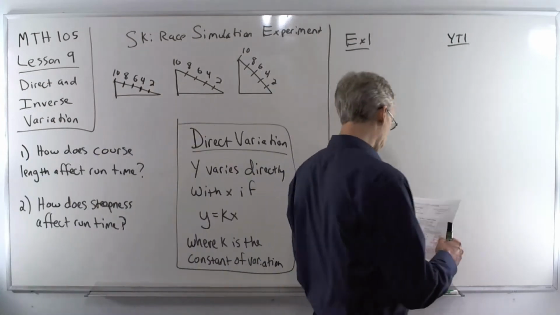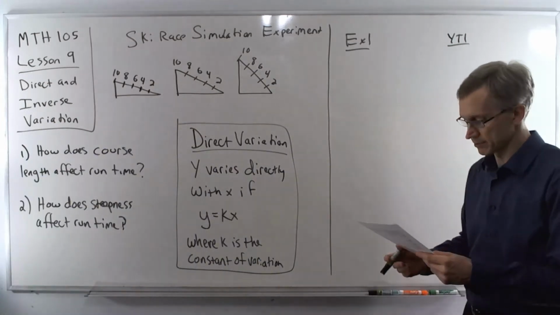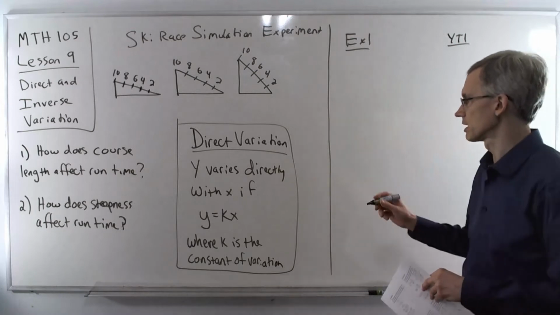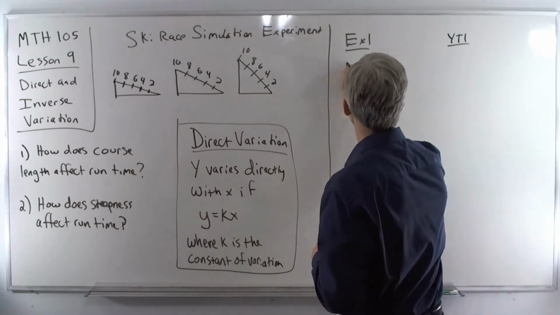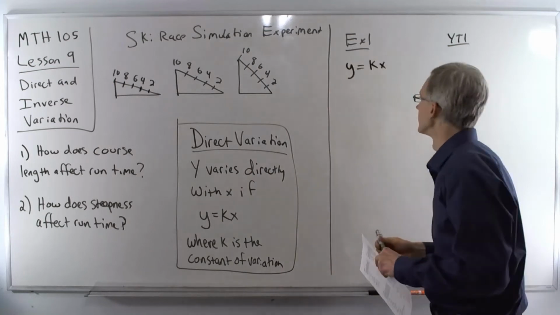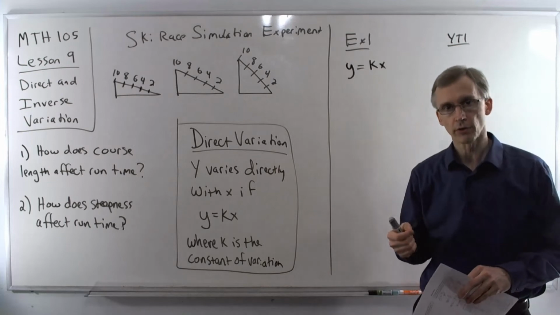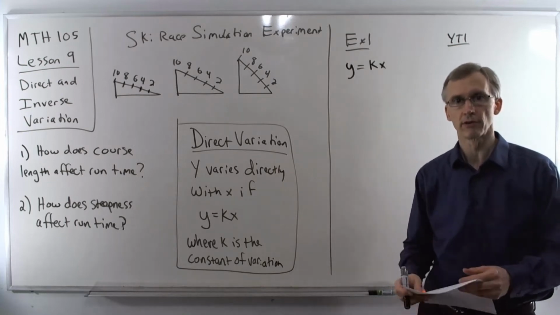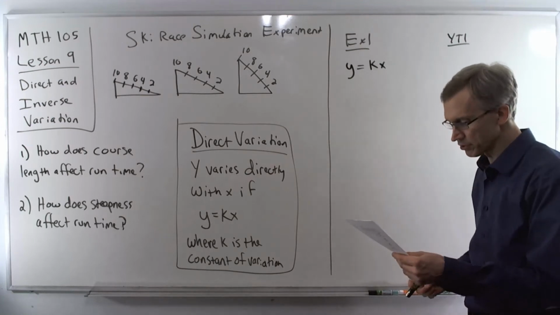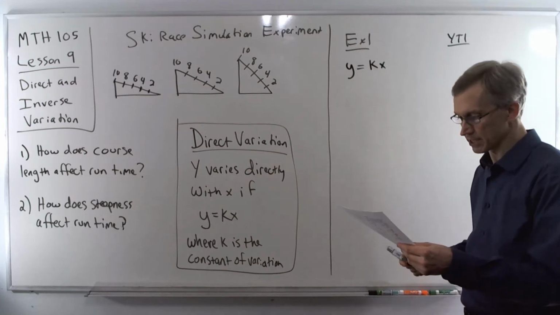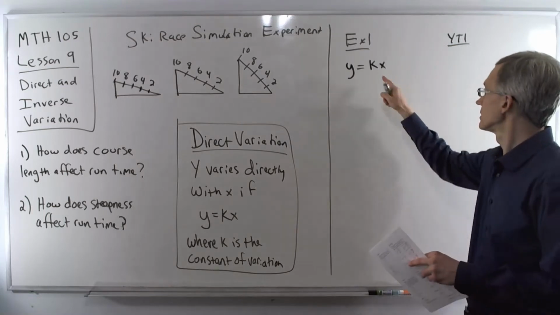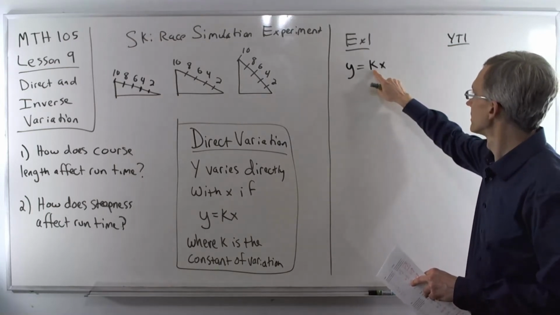Example 1, y varies directly with x. When you see that phrase, you know we're talking about direct variation, so we're talking about the direct variation equation. First thing we should write down is y equals kx. Make sure you can locate the correct equation for the way the question is worded. Now we're given two values, an x value and a y value, and we're going to plug those into the equation so we can find the value of k.